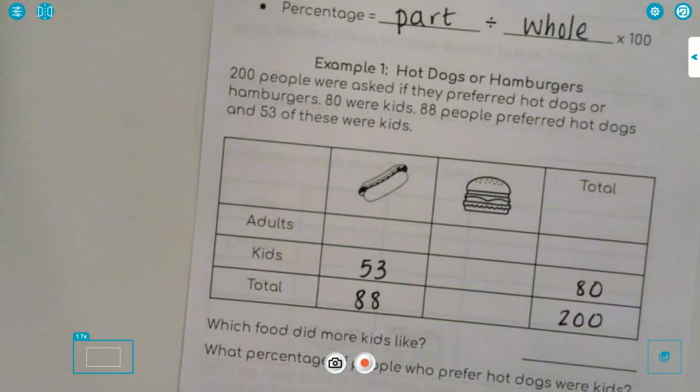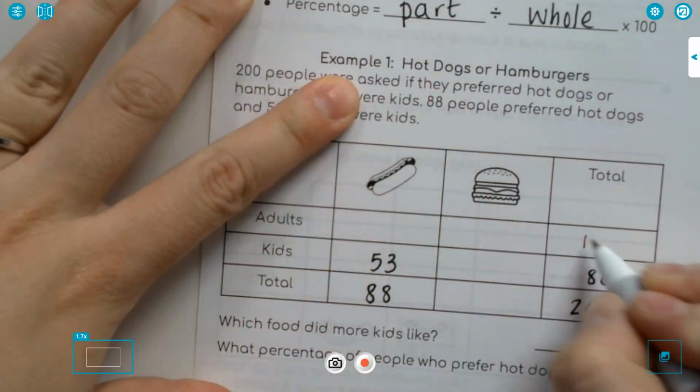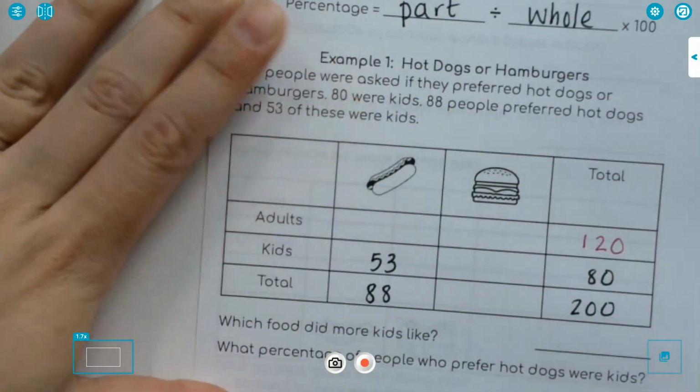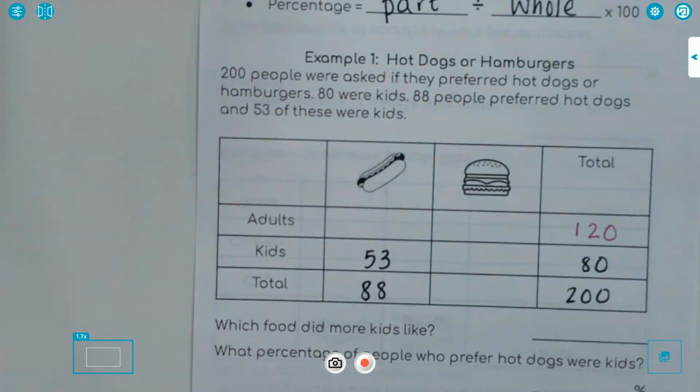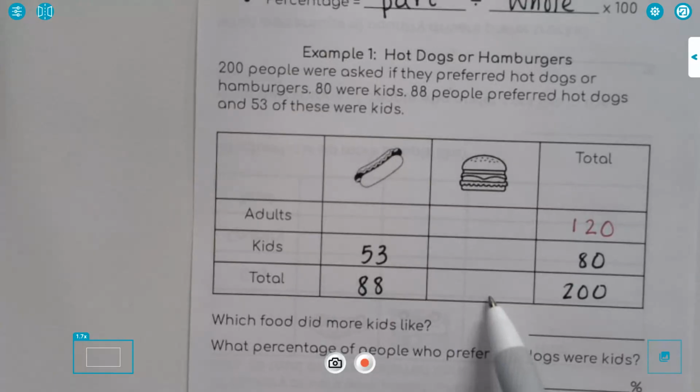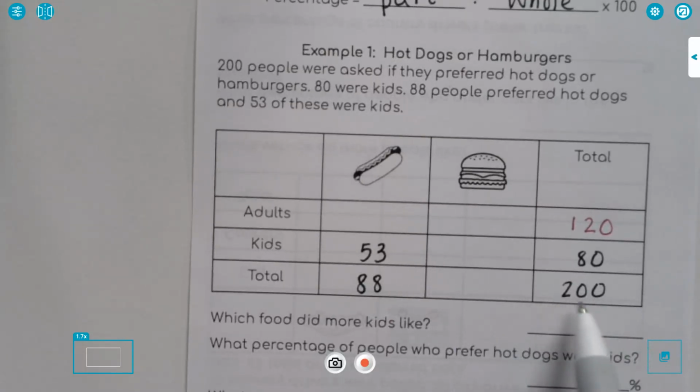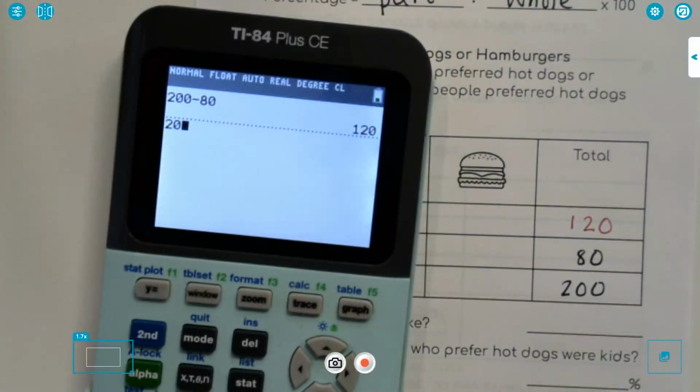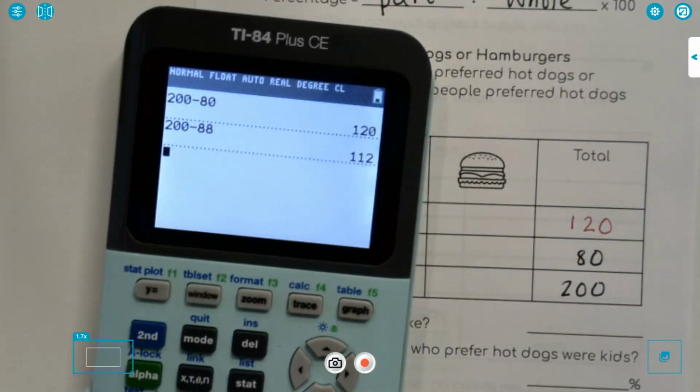I'm going to grab a different colored pen so we can see the stuff that I'm adding in after. I think this one works. So 120 were adults. Then we could fill in either of these next, so let's do this one down here. Of the 200 total people, 88 of them chose hot dogs, which means the rest of them must have chosen hamburgers. So 200 minus 88 is 112.